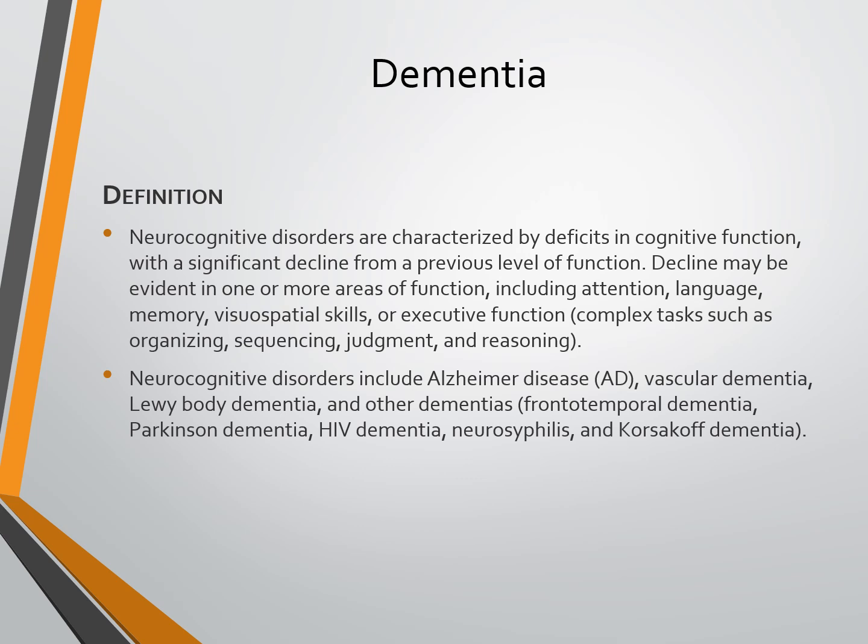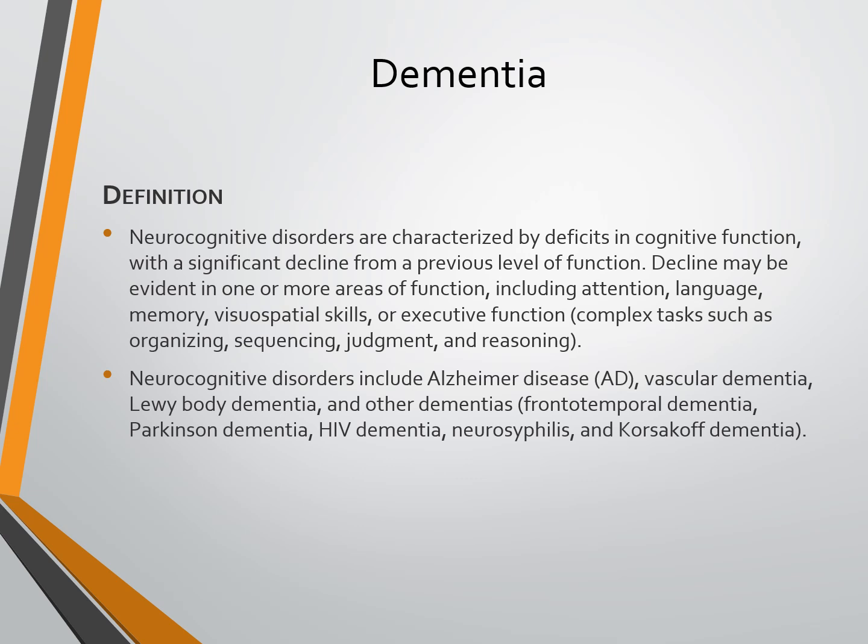Dementia is considered a neurocognitive disorder that is characterized by deficits in cognitive function, with a significant decline from a previous level of functioning. This decline may be evident in one or more areas of the patient's functioning, which can include their attention, their language, memory, their visual spatial skills, or even their executive functioning.